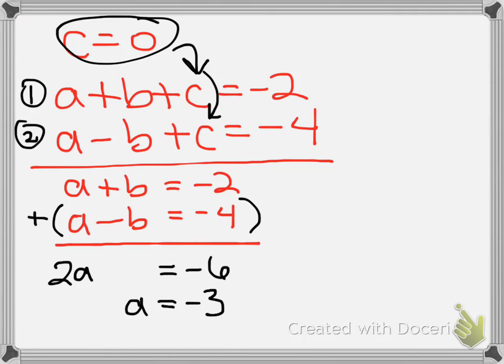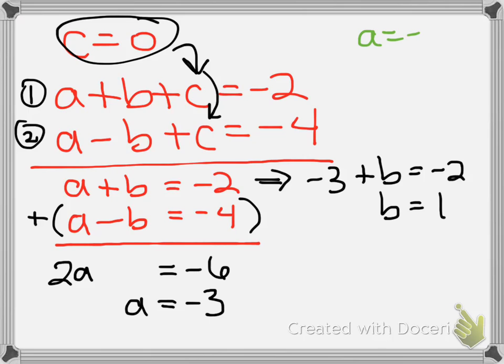So I'm going to plug our value of negative 3 for A into this equation here. So that means negative 3 plus B is negative 2. And if I add 3 to both sides of this equation, we can solve for B, and that means that B is 1. So let's write down again what we know. We know that A is negative 3, B is 1, and C is 0.